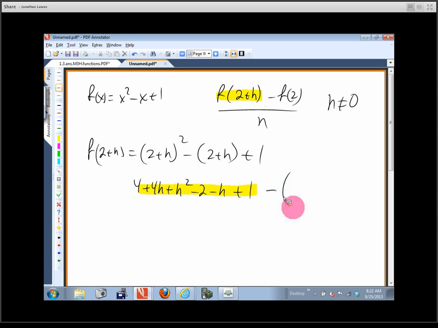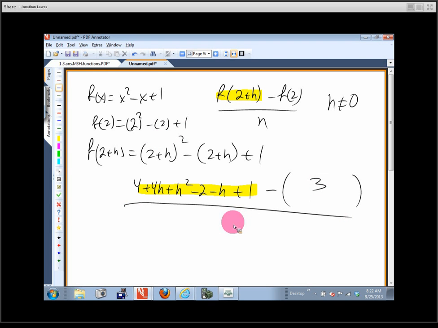f of 2. So let's figure out what f of 2 is. F of 2 is 2 squared minus 2 plus 1. What do I get? 4 minus 2 plus 1 would be 3. And then the denominator is just h. I think everybody can finish it from here. Are there any questions?